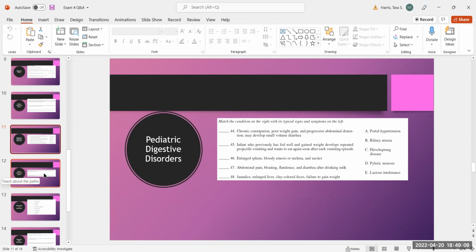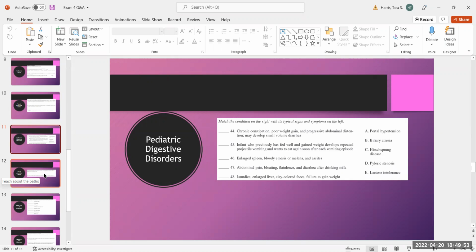Would it be portal hypertension? Let's see. All right, so this particular patient, yes, would be portal hypertension. And the main thing with portal hypertension is that it has to do with the spleen, and most of those patients have ascites. And that's very common in adults as well.